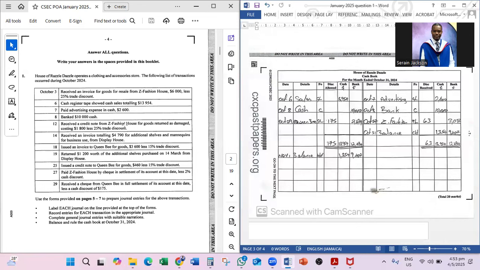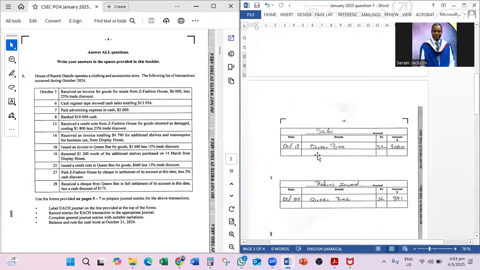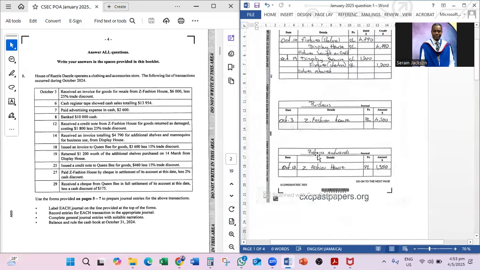Received a credit note from Z Fashion House for goods returned as damaged, costing 1,800, and we less 25% trade discount. Now the fact that it says we received a credit note means that we would have sent to them what is called a debit note, because when we are sending back goods to our suppliers, we call that return outwards, and we normally send a debit note to them.